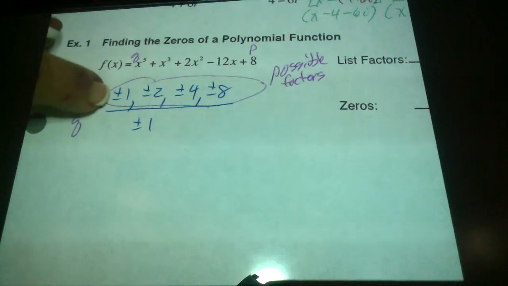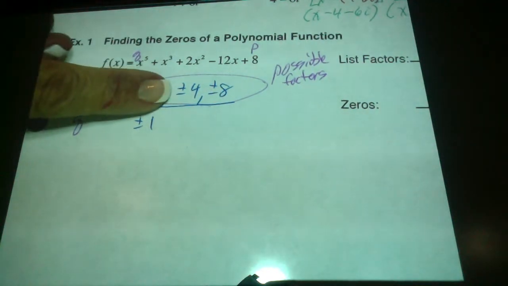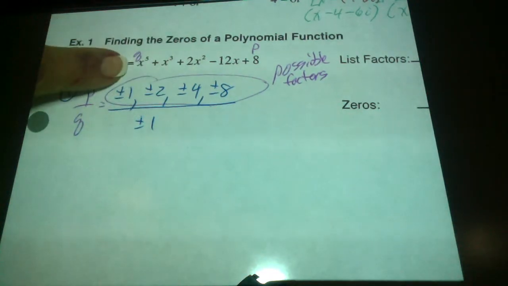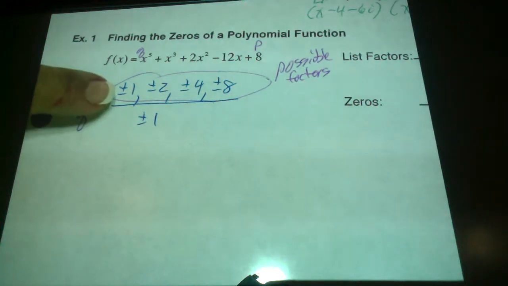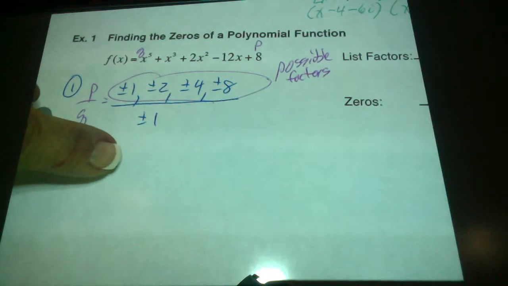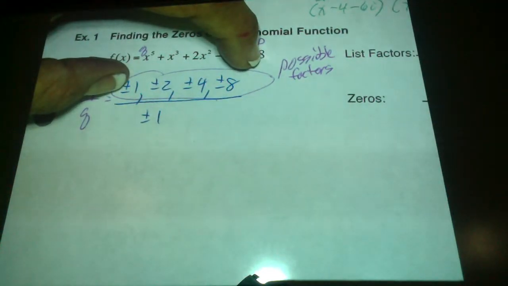So your factors of 8 are plus or minus 1, plus or minus 2, plus or minus 4, plus or minus 8. Your factors of 1 are plus or minus 1. You have to take every item in the numerator and divide it by the denominator. Well, because the denominator is just plus or minus 1, isn't the numerator our possible factors? So I don't have any fractional factors for this particular one.